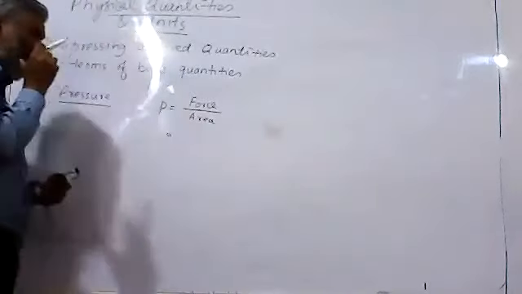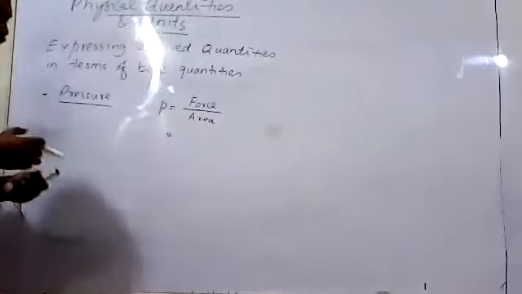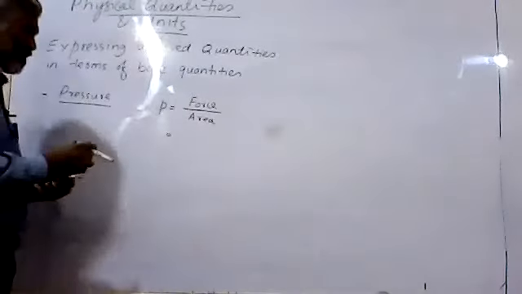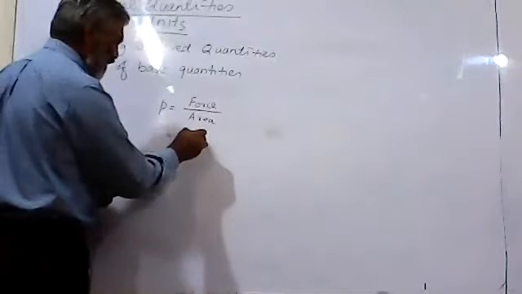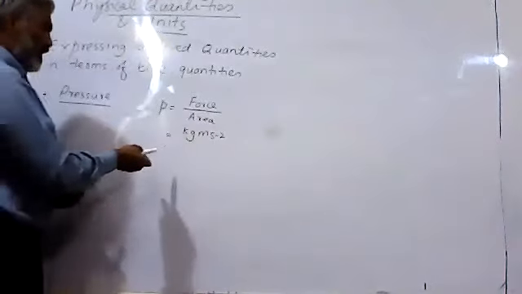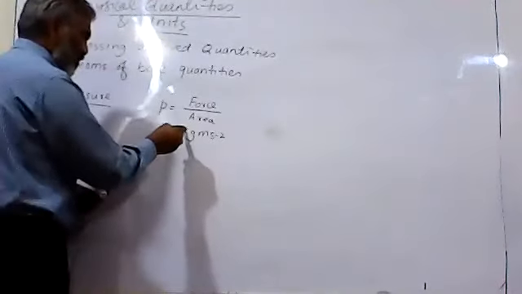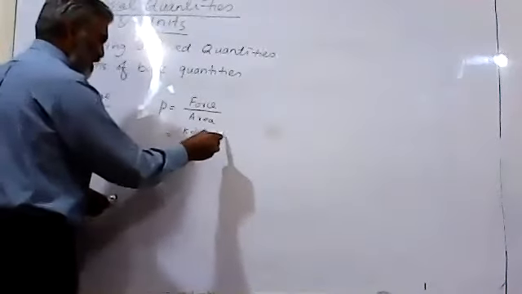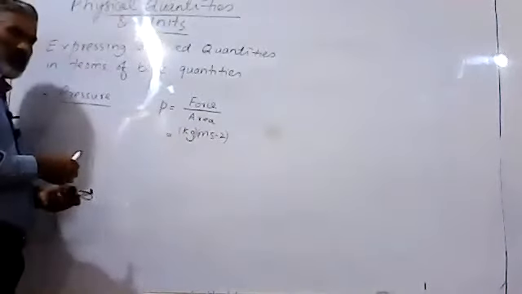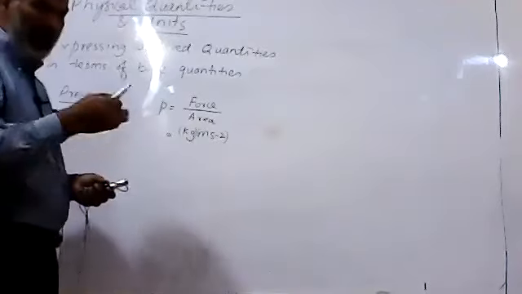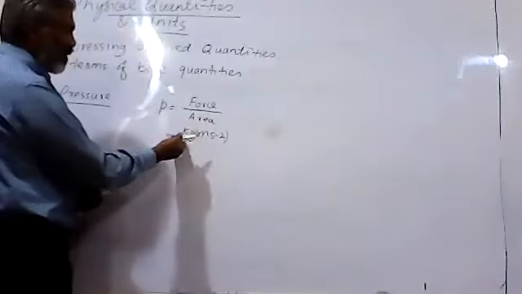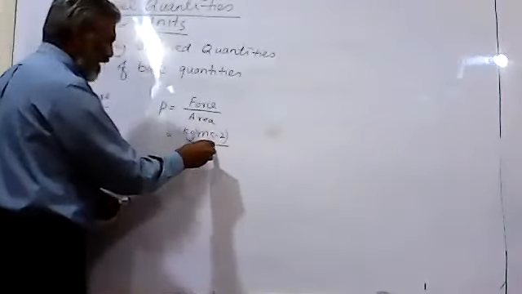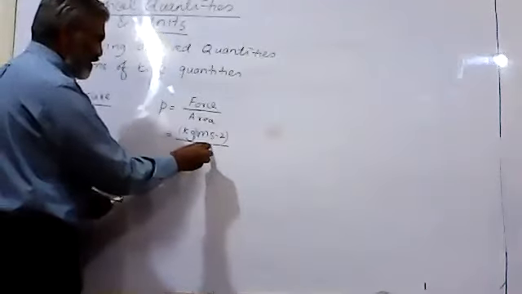Now, if we know the units of force already, force is expressed as kilogram meter per second square, which itself is defined in terms of mass and acceleration. You see, this is mass and this is acceleration. So force F is equal to ma, mass into acceleration. That is simplified to kilogram meter per second square divided by area, which is meter square.